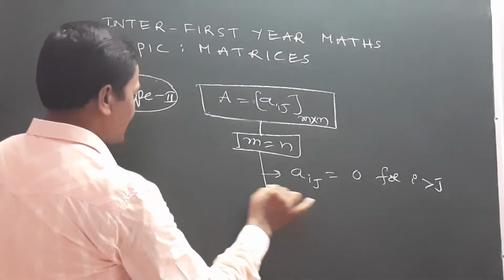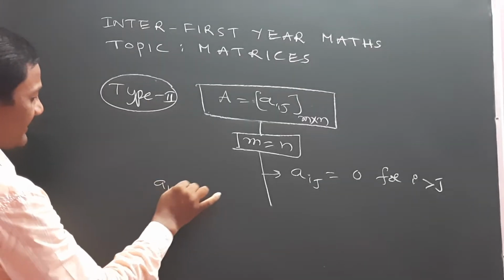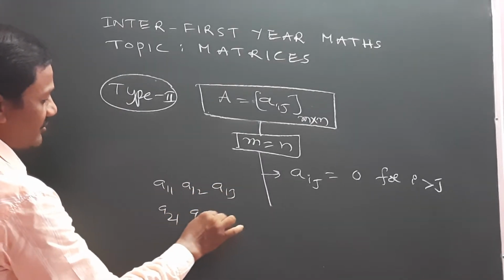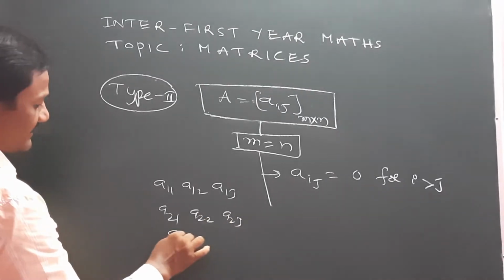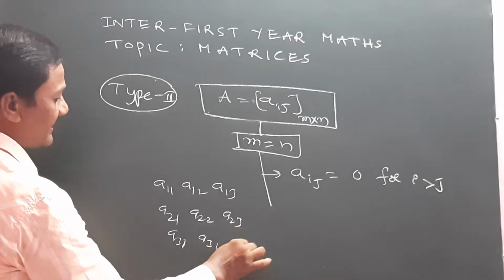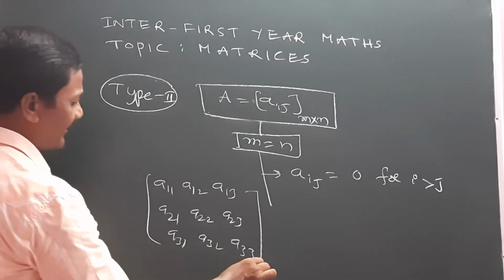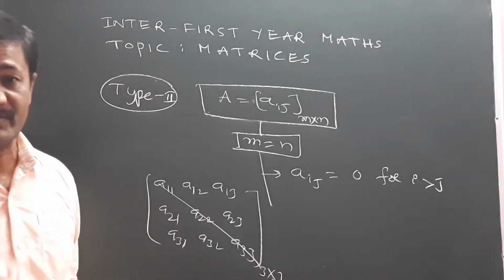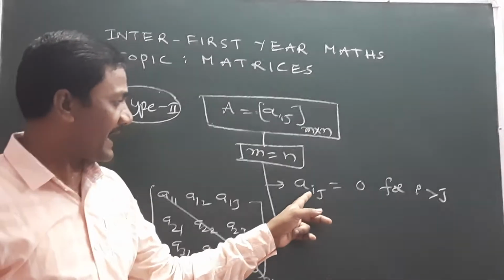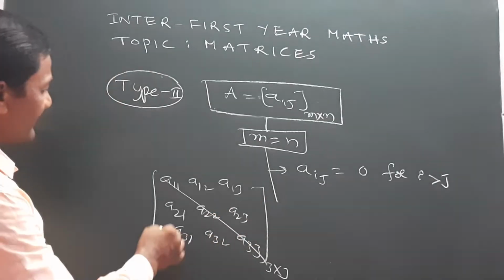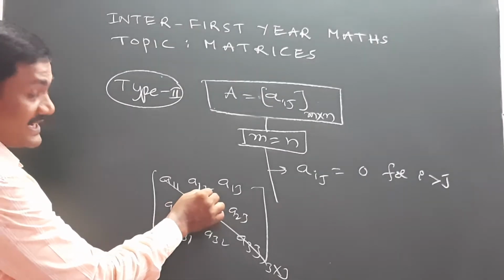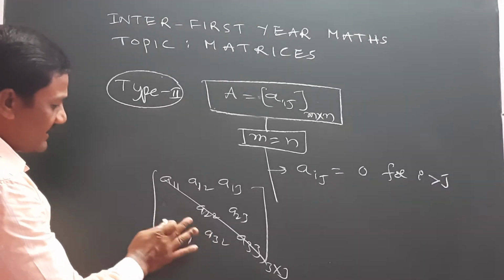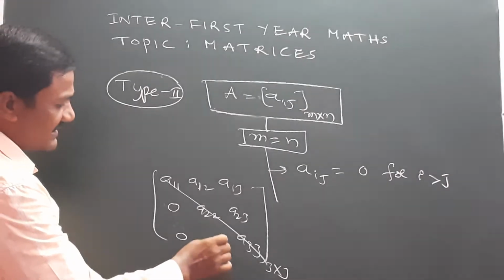For example, consider a 3 by 3 matrix: A11, A12, A13, A21, A22, A23, A31, A32, A33. These are the diagonal elements. Aij with i greater than j: for i is 1, j is 2, i is less than j. Here i is 2, j is 1, this is i greater than j. This element is 0, this element also 0, this element also 0.